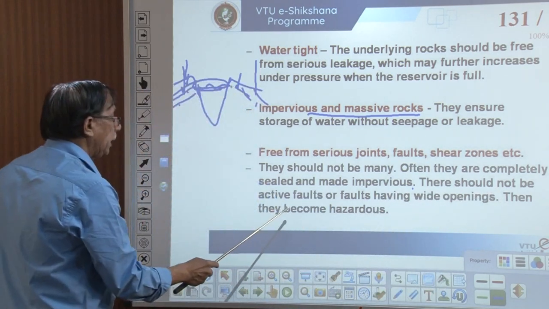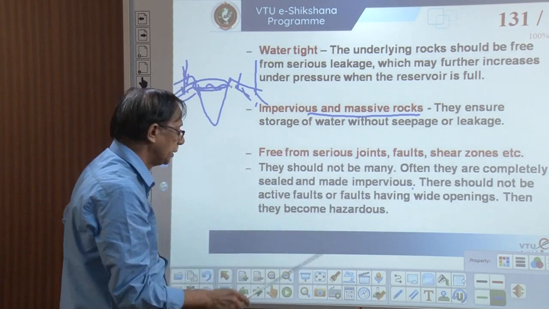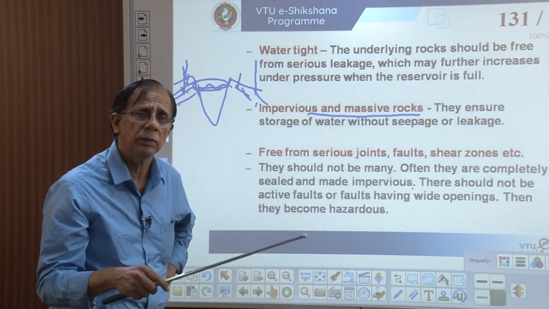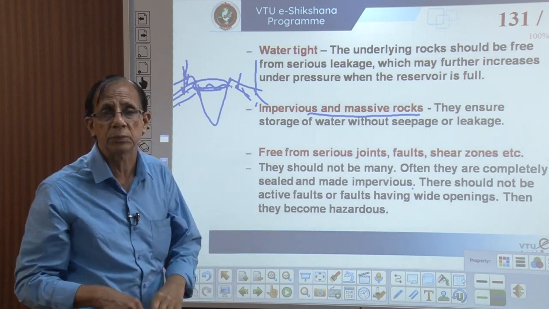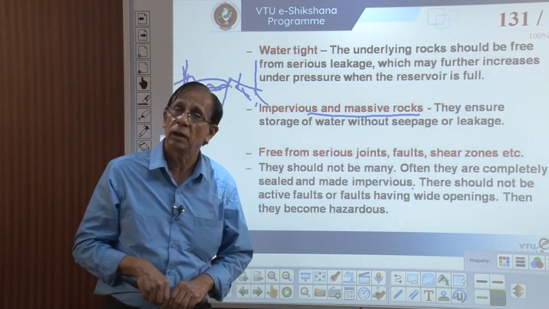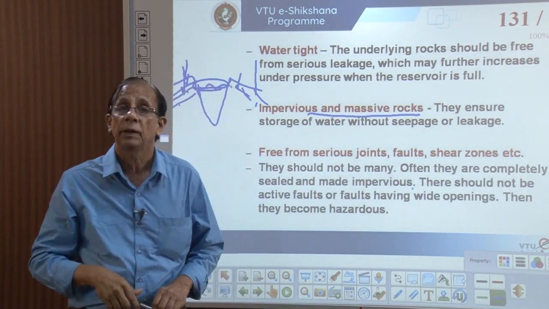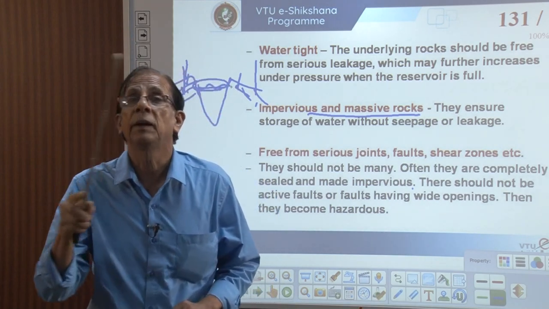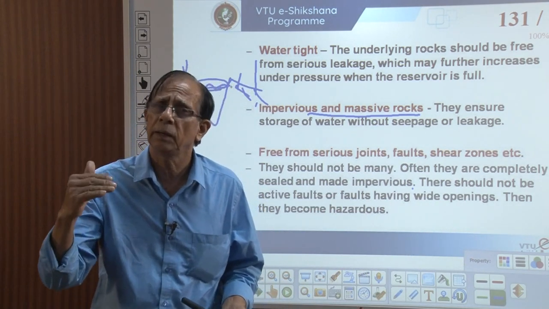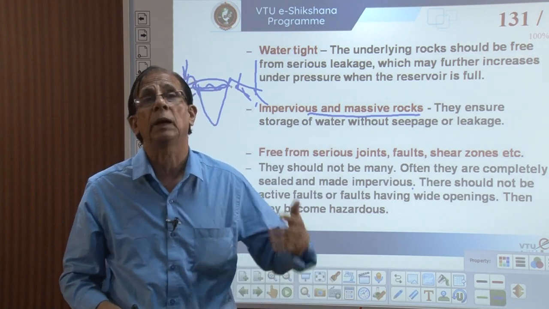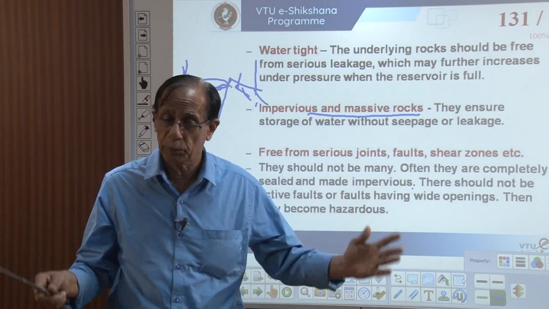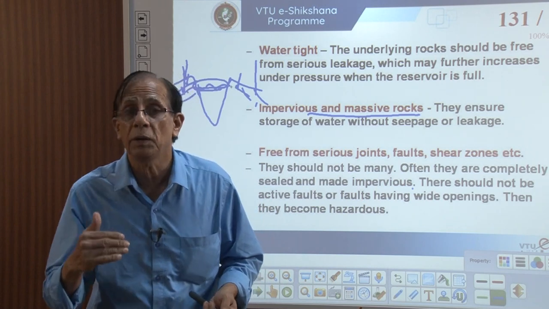There should not be active faults or faults having wide opening in the reservoir site. If that is there, what do we do? Can we get away from this or manage? We cannot totally escape. We have to take special care about those active faults. Whenever there is an earthquake, we read in the newspaper that Koyna dam is safe, Hidkal dam is safe. Koyna we know very well, it is seismically active. We have selected Hidkal dam; it is not as seismically active as Koyna, but the underlying rocks are so severely fractured, sheared, especially at the reservoir site, and we are worried about its safety.